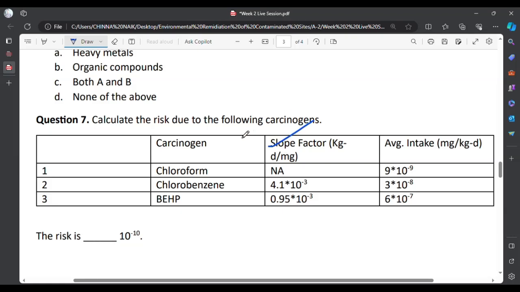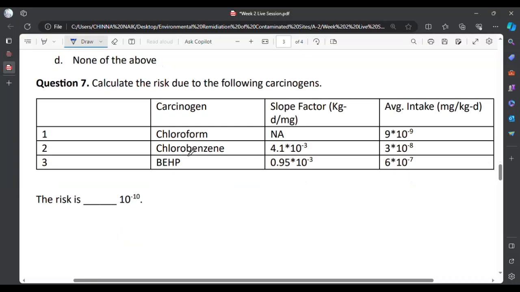So how do we calculate risk for carcinogens? Slope factor multiplied by average intake. Both data are given in the question itself, so just calculate. The carcinogen compounds given here are chloroform, chlorobenzene, and BEHP, with their slope factors and average intakes. You calculate and tell me the answer. I need everyone's answer.